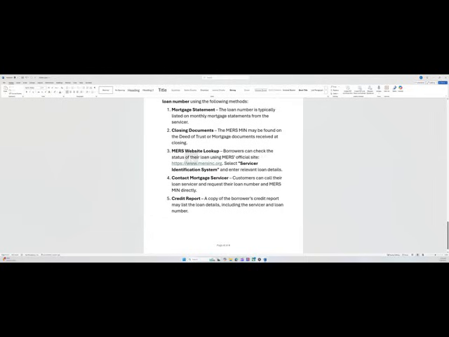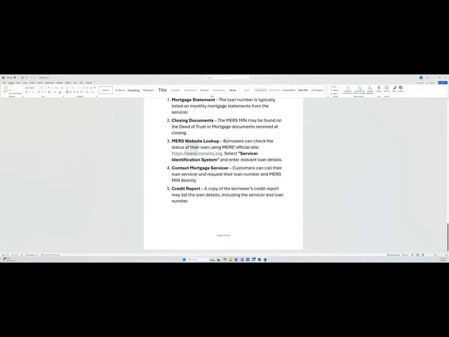Number five, credit report, which I've never seen that on a credit report. I'm not saying that it doesn't exist, but this was one of the options when I looked it up. When I did some research, it said it's not uncommon that some individuals can find their loan details on their credit file. It is not on mine.